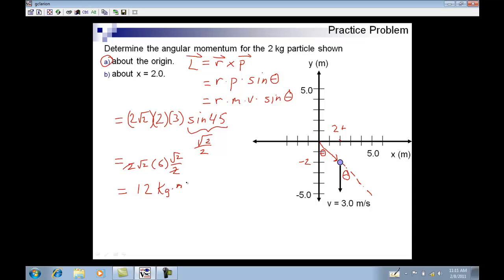Okay? Or you can just use your calculator. Now, you will also notice that we could have used that lever arm idea too and found that this distance here was 2. And so we just used 2 times 3 times 2 to give us 12 kilograms.